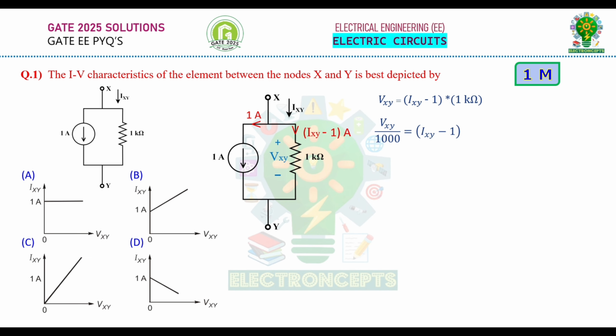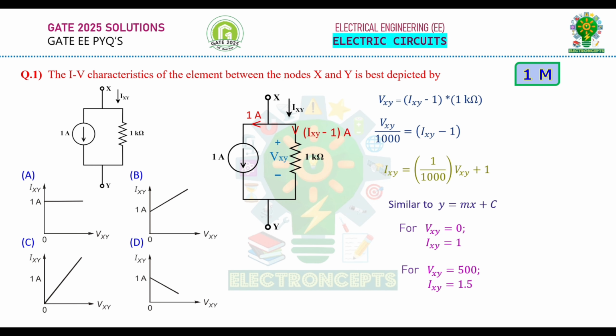Rewriting the equation, we get IXY is equal to VXY by 1000 plus 1. This is similar to the form y is equal to mx plus c, where m is the slope. We have obtained the equation which relates voltage and current between the nodes X and Y. Substitute a random value of VXY and obtain the corresponding value of IXY. Taking VXY is equal to 0, we get IXY is equal to 1. Similarly, taking VXY is equal to 500, we get IXY is equal to 1.5.